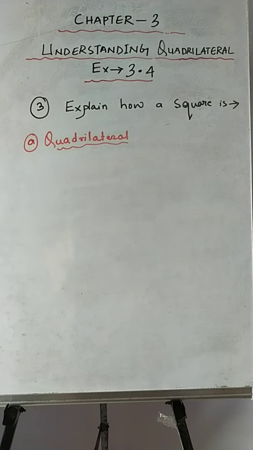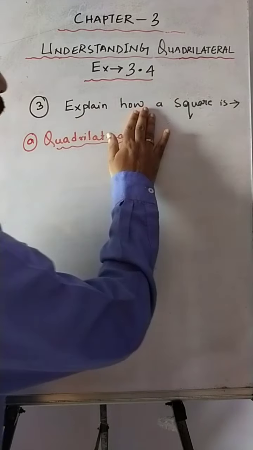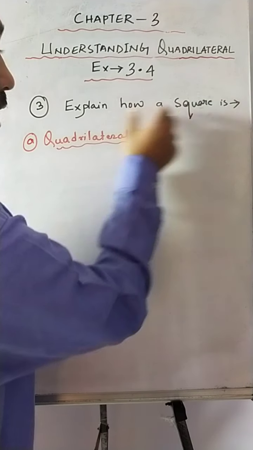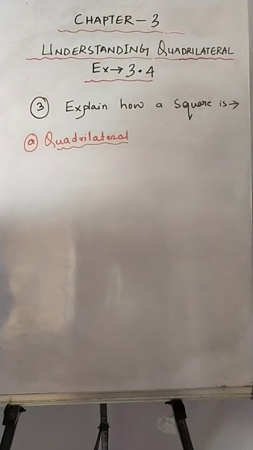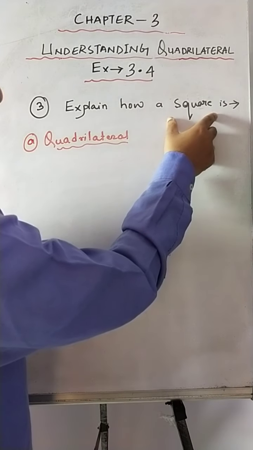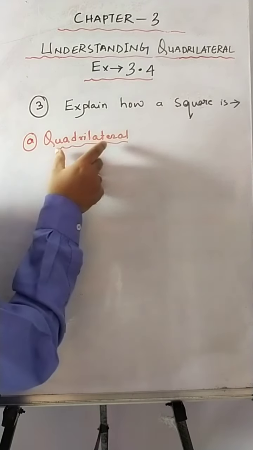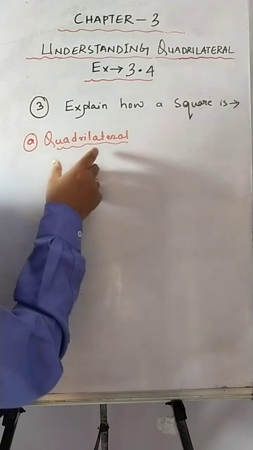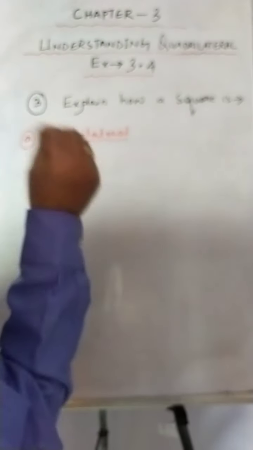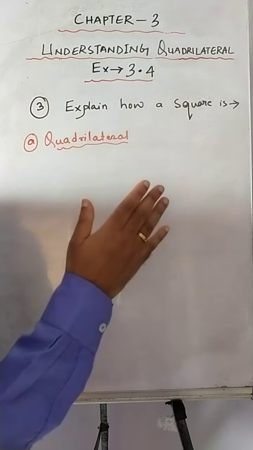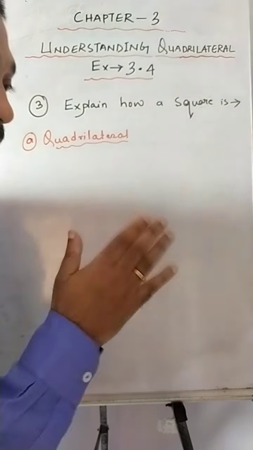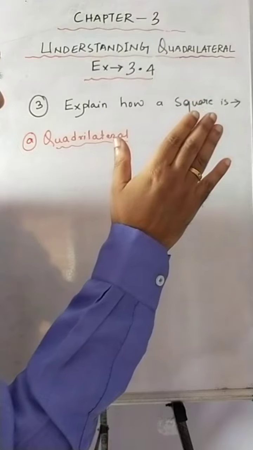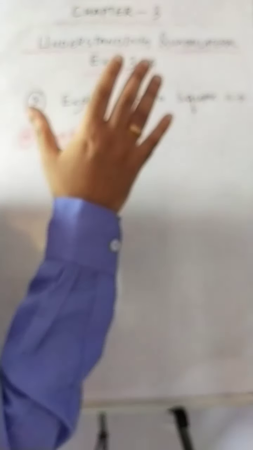Now in this session I will explain question number 3 and 4 of exercise 3.4, chapter 3, understanding quadrilaterals. Now in question number 3 we have: explain how a square is a quadrilateral. If any polygon is considered to be a quadrilateral, first of all we have to know the meaning of quadrilateral. A quadrilateral means any polygon which has 4 sides.